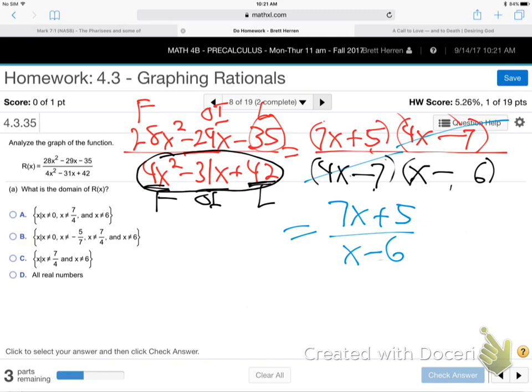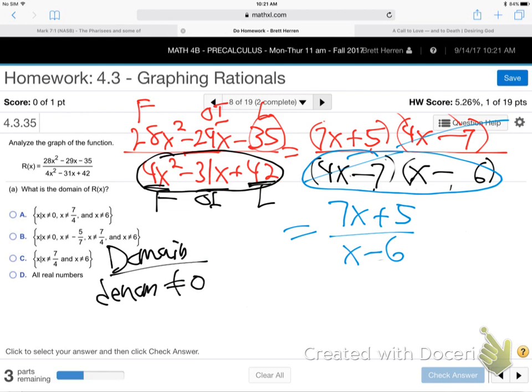Domain, I still have to deal with both of those. But vertical asymptotes, I don't. That might seem really strange at first. Let me say that again and write it down. So, domain, denominator not equal to 0 kind of thing, before canceling.